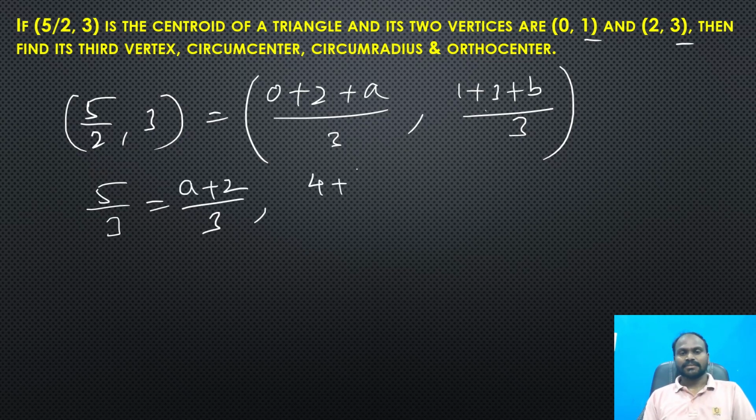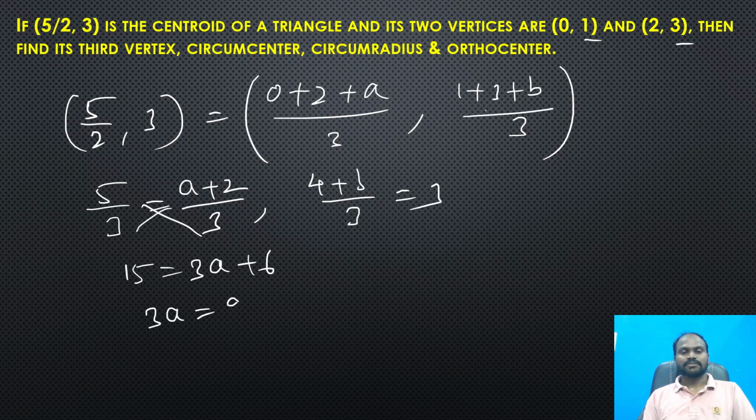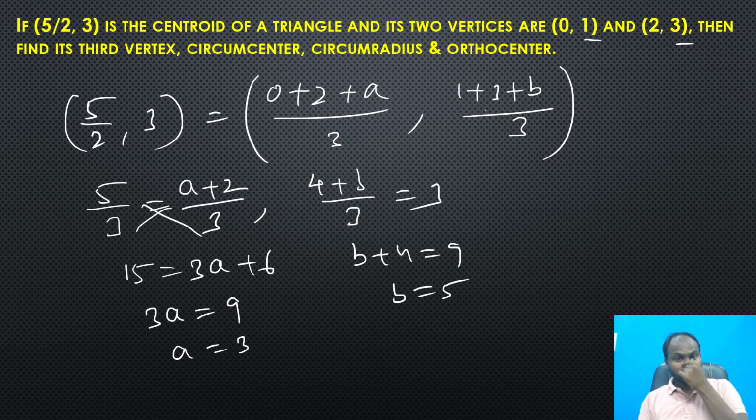Next, 4 plus b by 3 is equal to 3. So just cross multiplication: 15 is equal to 3a plus 6. So 3a is equal to 9, so a is equal to 3. And b plus 4 is equal to 9, so b is equal to 5. So you can see the third vertex is (3, 5). Right, you have got the third vertex. So from that, just by drawing the triangle, you can get the circumcenter, circumradius, and orthocenter.